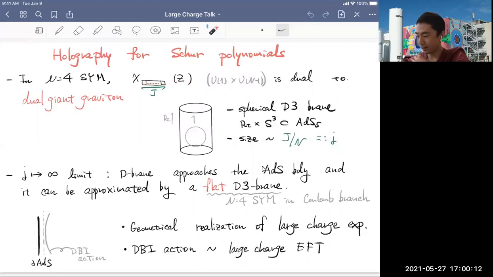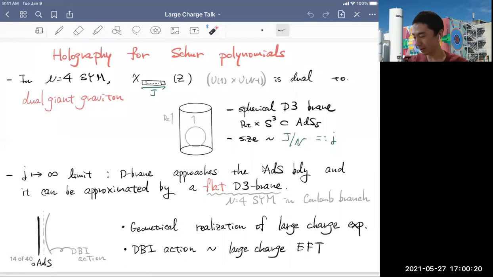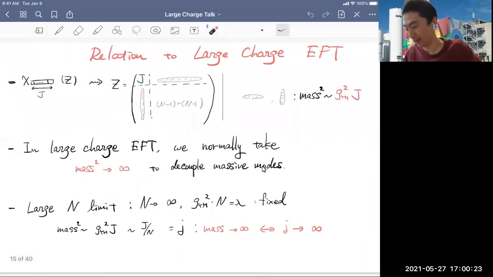Let me also mention that this was the holographic picture of what's happening. Let me also give you some understanding from the field theory side. What's happening here, if you have a very large J, is that you are giving a very large expectation value to one of the entries of the scalar field, which is an N times N matrix. If you give this expectation value, then these off-diagonal modes acquire a mass squared, which is given by g_YM squared times J.